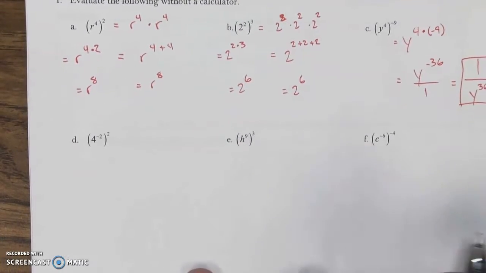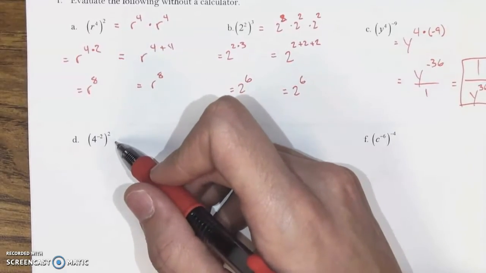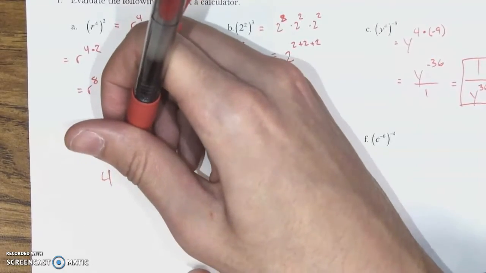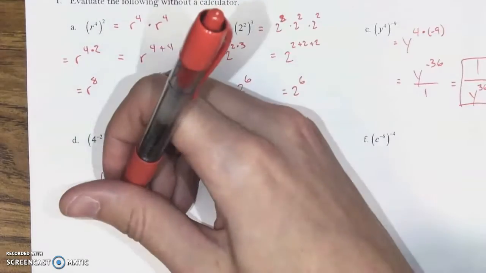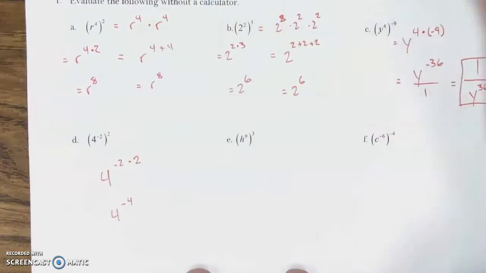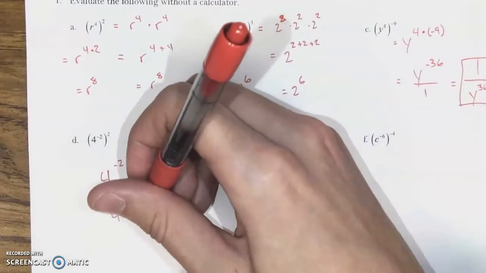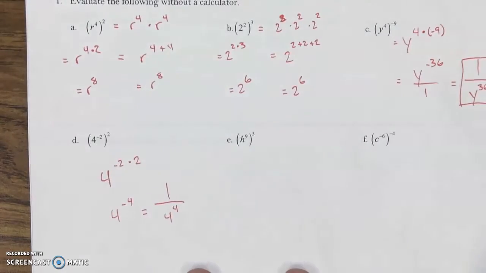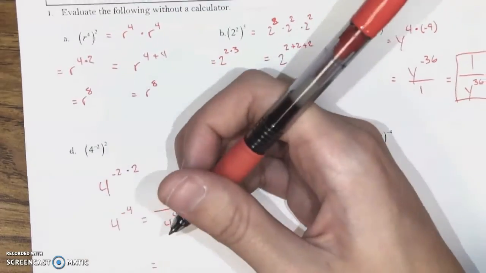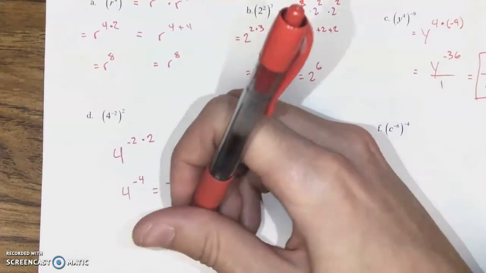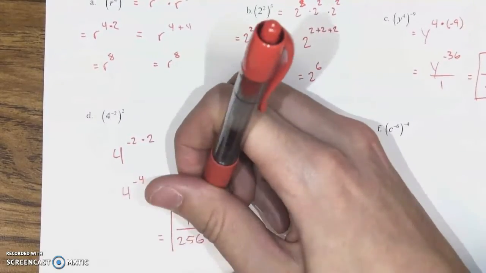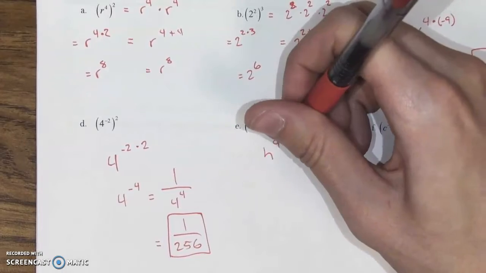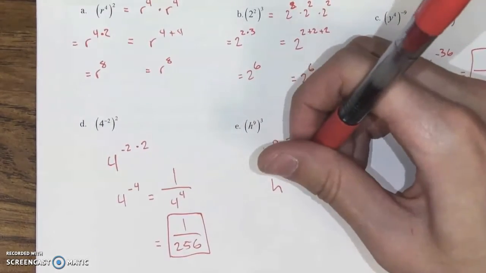Here we have 4 to the negative 2 squared. So we can write this as 4 to the negative 2 times positive 2, or 4 to the negative 4, which is 1 over 4 to the 4th, the positive 4. If we evaluate that using our calculator, we can get 1 over 256. Here we have h to the 9 times 3, or h to the 27.